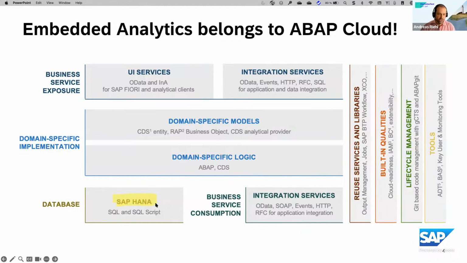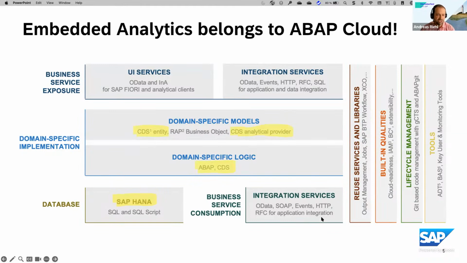Okay. What do we have? We have the database, SAP HANA. So as you know, SAP HANA does have a column store and a row store. So it's capable of dealing with analytical applications as well as transactional applications. So that's a good starting point.